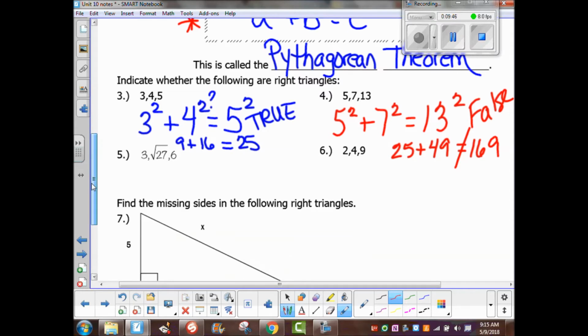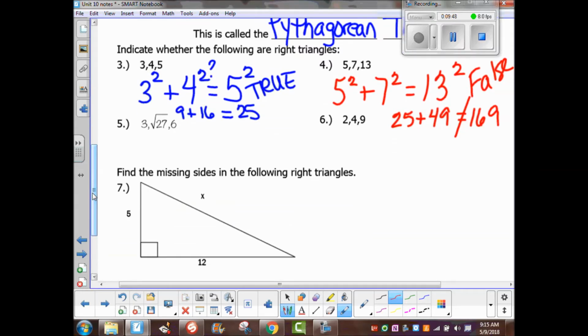What about number 5? 3, square root of 27, 6. I don't know what the square root of 27 is approximately. Type that into your calculator right now. And I said approximately. This is irrational. Square root of 27, roughly, Caitlin, is what? 5.19. Okay. So square root of 27 is roughly 5.19.